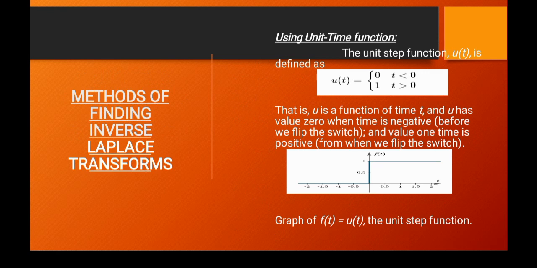And the other method is using the unit time function. The unit time function is defined as a function having value 0 if time is less than 0 and value 1 if time is greater than 0. So u is a function of time, and u has value 0 when time is negative, before we flip the switch, and value 1 when time is positive, after we flip the switch.